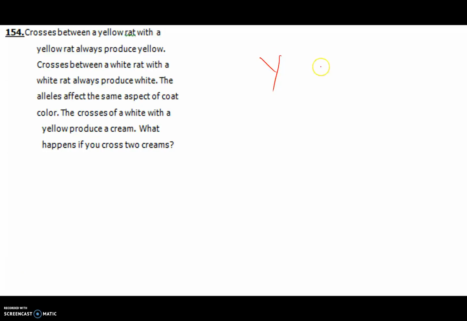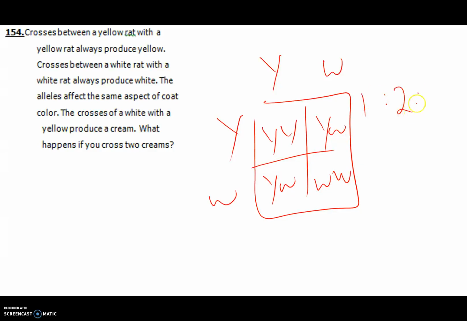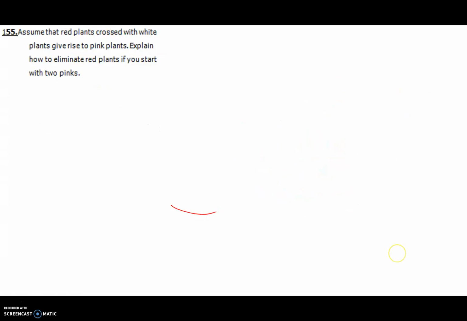So if we go like this, for the phenotypic ratio, we should get 1 yellow, 2 cream-colored, and 1 white. That's the same ratio for genotypic, 1 to 2 to 1. So when you cross 2 creams, you should have 3 different colored offspring.